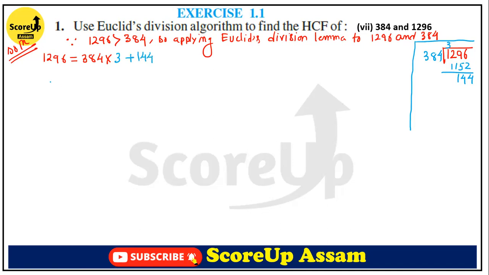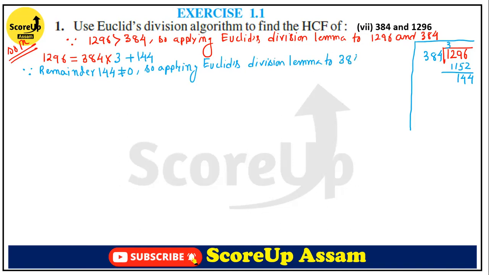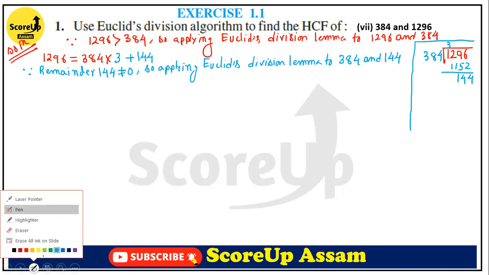Now the remainder is not 0. Since remainder 144 not equal to 0, so applying Euclid's division lemma to 384 and 144. So let's apply Euclid's division lemma to 384 and 144.